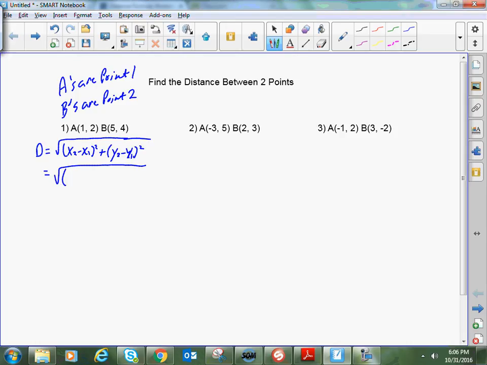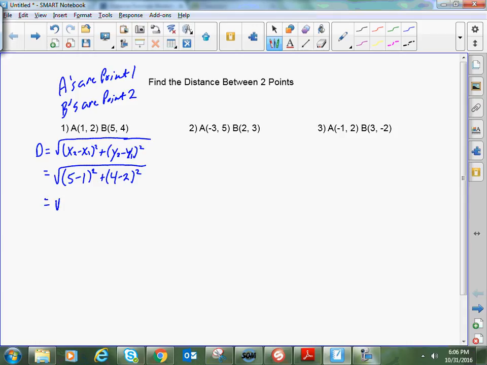So x2 minus x1, the way I've chosen to do it is I'm going to say 5 minus 1, the x-coordinates of B and A. And then we'll take the difference of the y-coordinates of B and A, so I'm going to say 4 minus 2, and I'm going to square that.